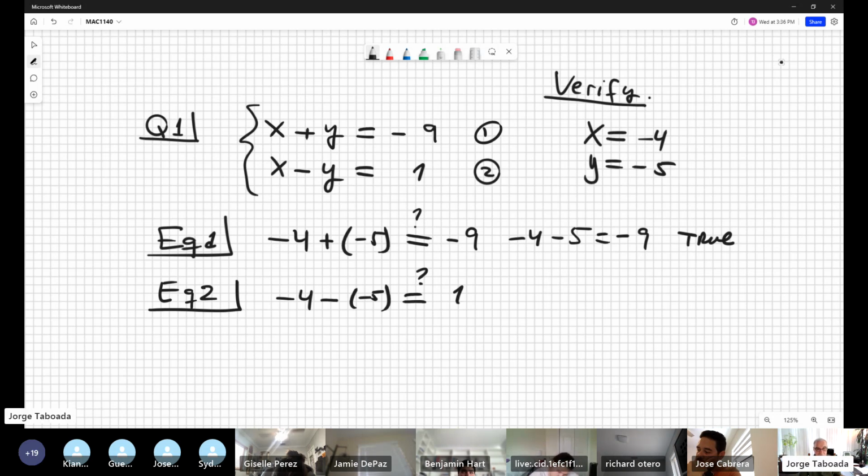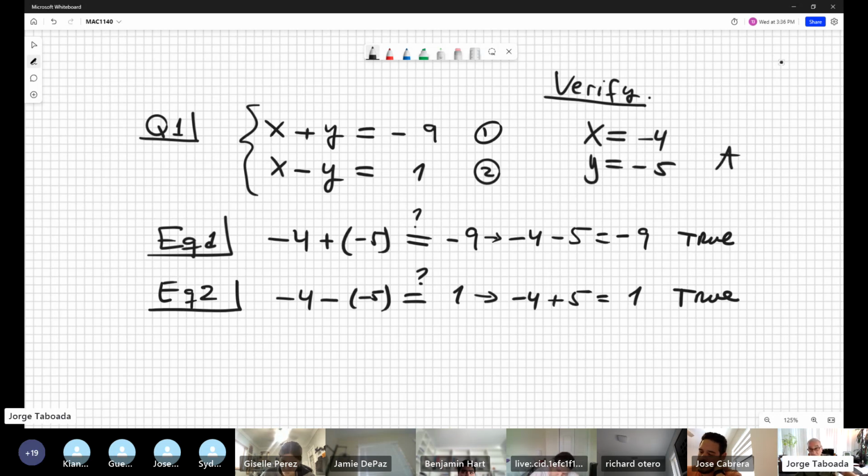Should be 1. Well, in this case, no idea. -4. Negative and negative, positive 5 is 5 minus 4 is 1. Okay, it's true. See, both are true. Then the answer is yes.